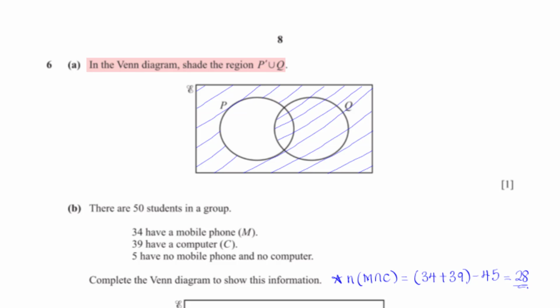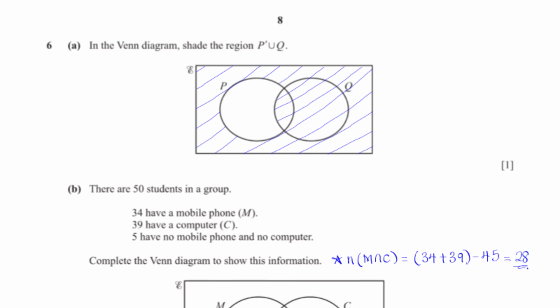In the Venn diagram, shade the region P complement union Q. Since we are dealing with a union, we can shade each region separately. First off, let's shade the region P complement. So P complement is all the areas outside the region P. And now let's shade the region Q. And so when we do this, this is how the shaded region is supposed to look.